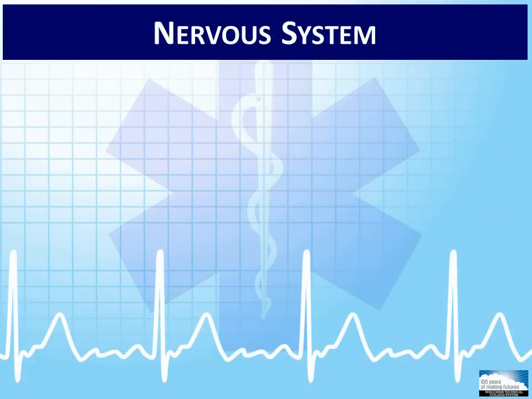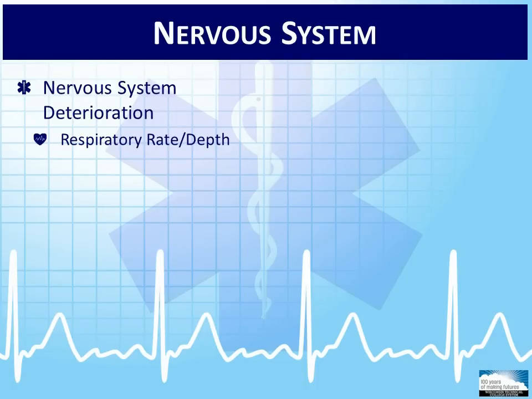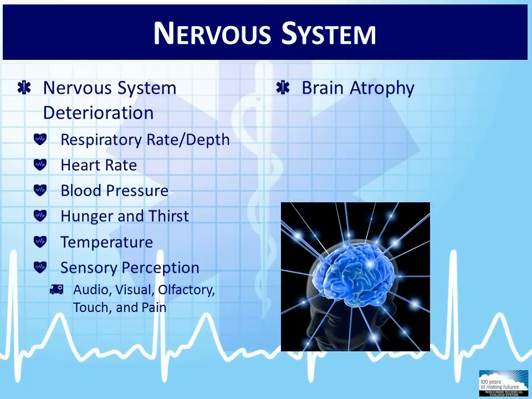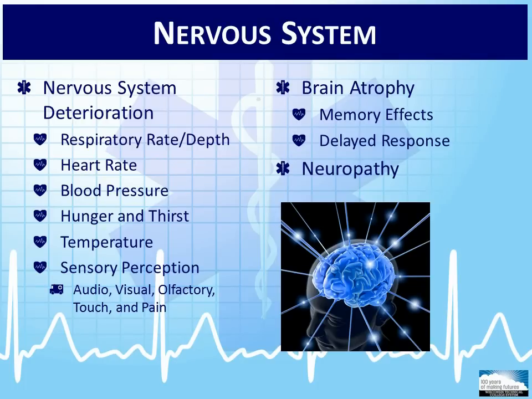As we have seen with other body systems, the nervous system deteriorates over time as well, which can impact the rate and depth of breathing, heart rate, blood pressure, hunger and thirst, temperature, and sensory perception, including audio, visual, olfactory, touch, and pain. Atrophy of the brain tissue itself occurs, leading to cognitive and short-term memory effects, along with a delay in verbal responses. Neuropathy occurs as a result of gradual damage to nerves over time, and geriatric patients may occasionally complain of numbness, tingling, and/or burning pain in their hands or feet, referred to as peripheral neuropathy as a result.